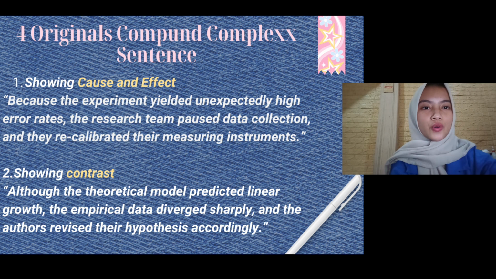The second one is showing contrast. Although the theoretical model predicted linear growth, the empirical data diverged sharply and the authors revised their hypothesis accordingly. Although the theoretical model predicted linear growth is a dependent clause because the subordinating word is although. The empirical data diverged sharply is an independent clause, and the authors revised their hypothesis accordingly is an independent clause. So there are two independent clauses and one dependent clause.